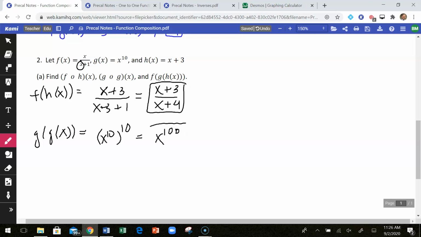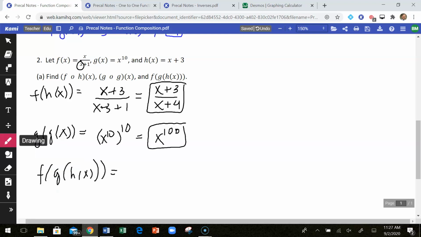And then the last one gets a little bit tricky here. So we have f of g of h of x. So we are composing three functions here. And we're going to start with the inside. We're plugging h into g, and then we're plugging that in to f. Okay.